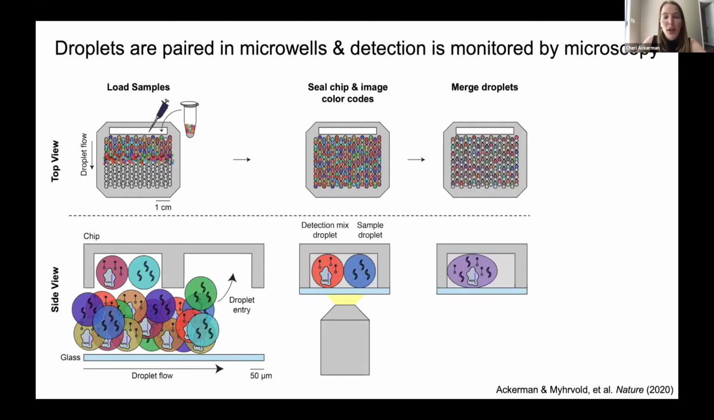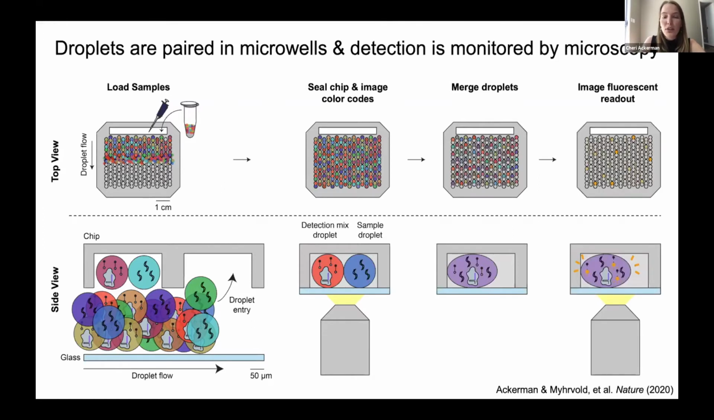We then apply an electrical pulse that merges the droplet pairs within each well, and this initiates thousands of detection reactions simultaneously across the chip. And then we can monitor those reactions over time using fluorescence microscopy. So for any well where we see the reporter fluorescence turn on, then we go back to the color code map that we made at the beginning, and we know that that sample is positive for the virus that that detection mix was testing for.